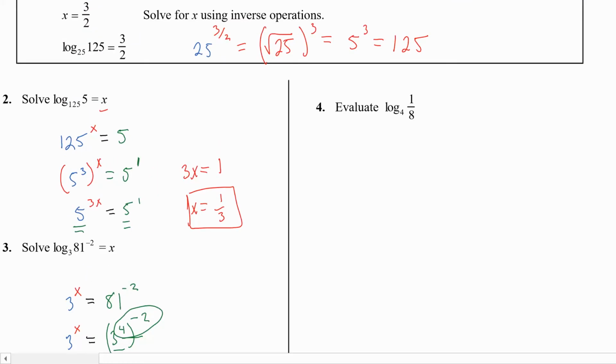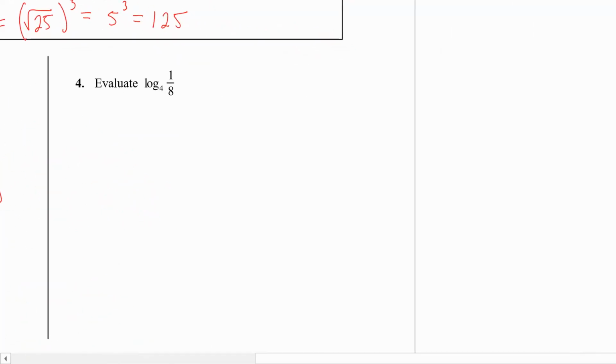Number 4. On number 4, we have log base 4 to some power, we don't know what that is, so we'll put an x there, equals 1/8. All right, so on this problem, we're going to rewrite both of those. We're going to go ahead and do it as base 2. So 4 is the same thing as 2 squared, and we still have the x. So all we did was rewrite 4, and 4 is the same value as 2 squared.